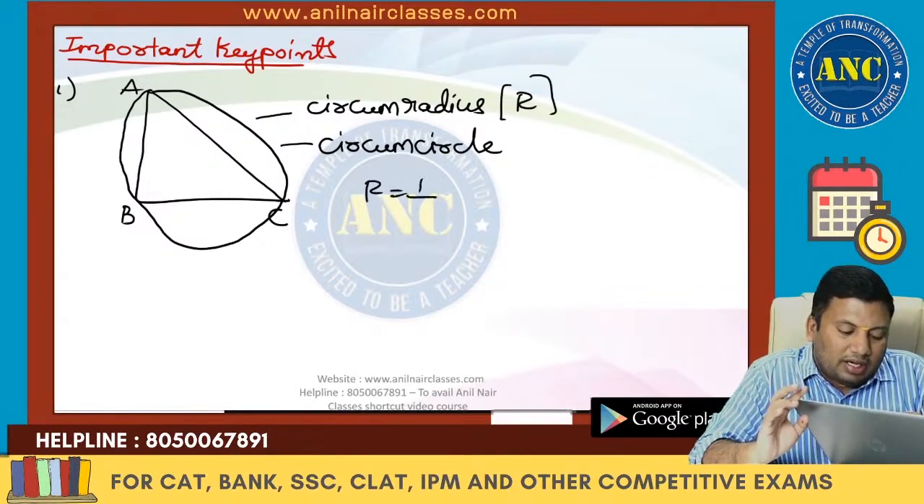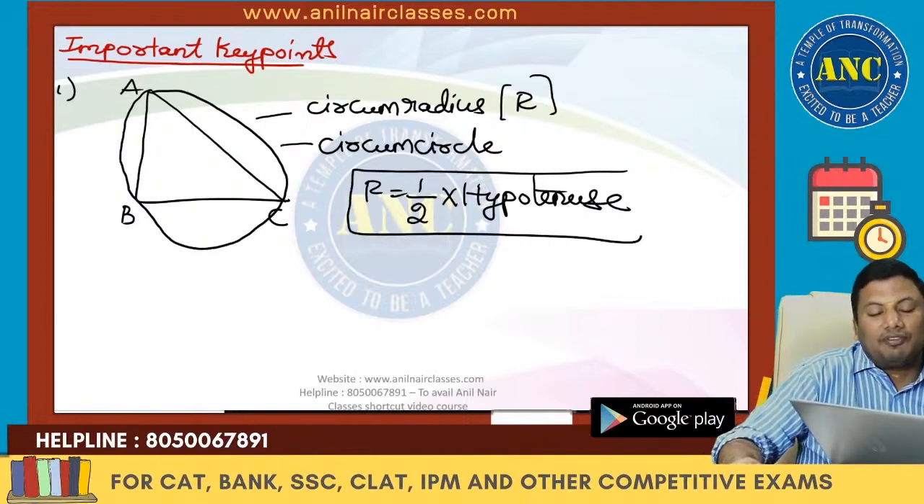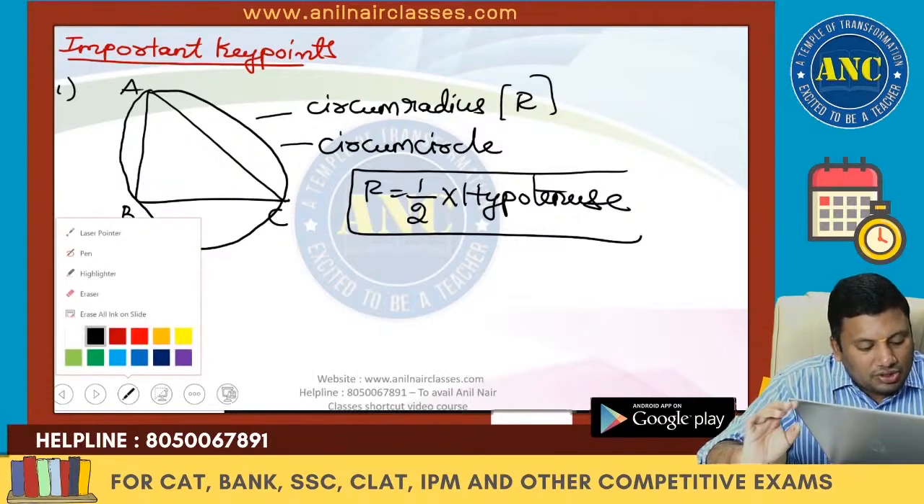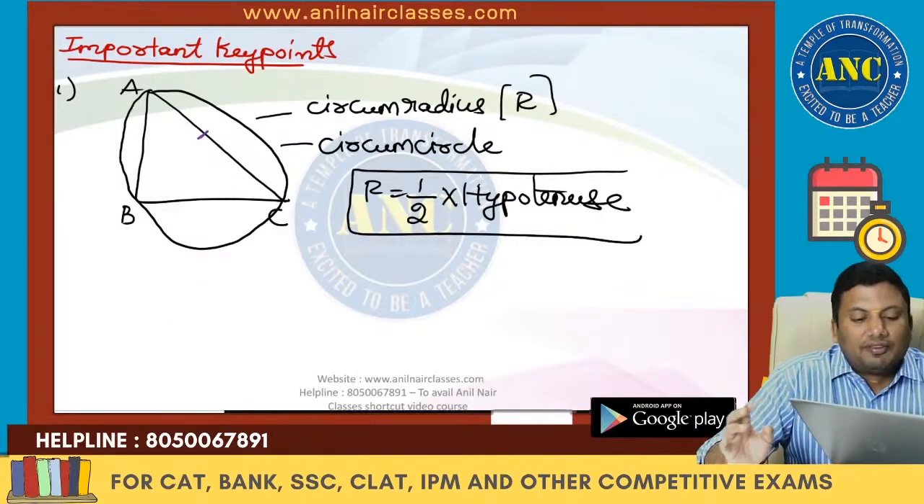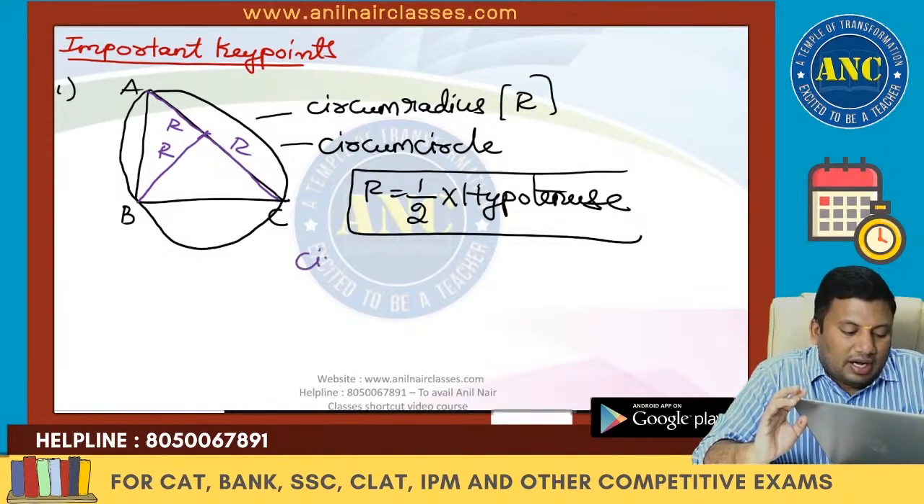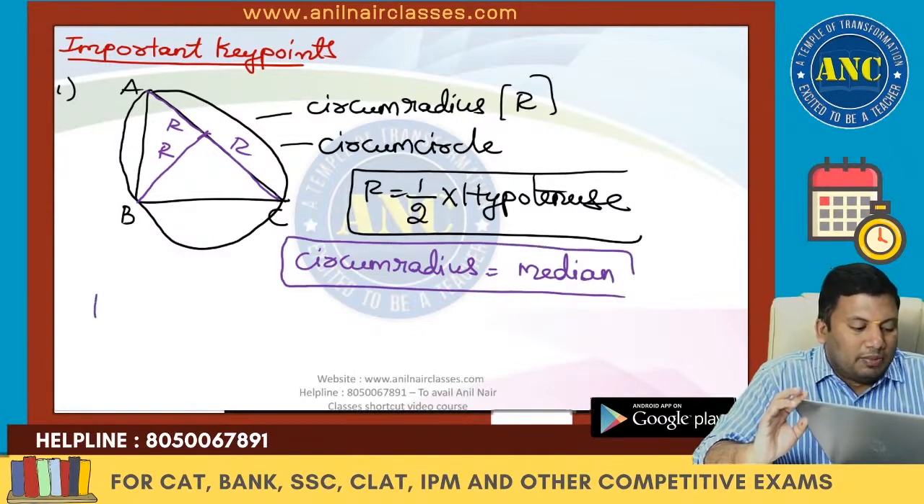In a right angled triangle, circumradius is always nothing but half of the hypotenuse. A good number of questions are asked from this point. So this is the radius of the circle, this is also the radius of the circle, this is also the radius of the circle. Circumradius is also nothing but the median. Please make a note of it.